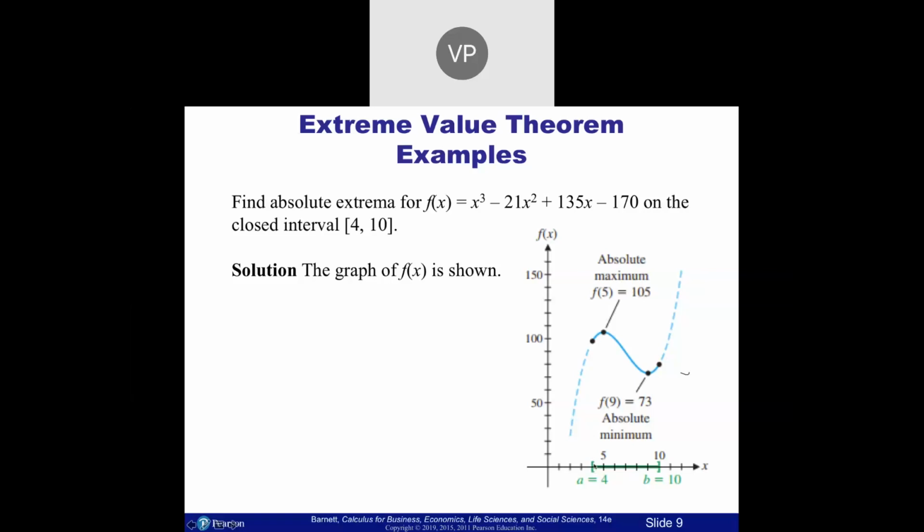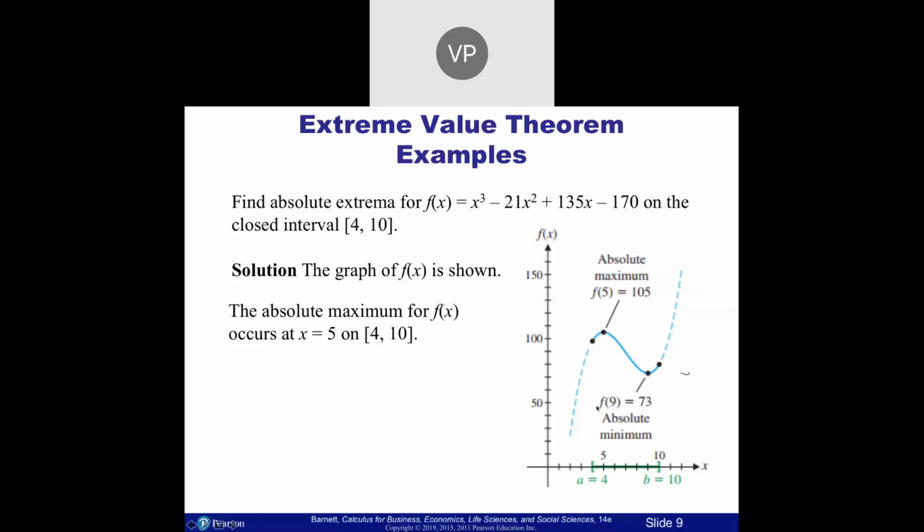When I plug in 4, it doesn't show it, but when you plug in 4 into this function, you're going to get a little smaller y value. Same thing when you plug in 10, you're going to get a smaller one. So of the three, the two ends and the local max, whoever's the highest, 105, that is going to be your absolute maximum. And the same thing with the minimum.